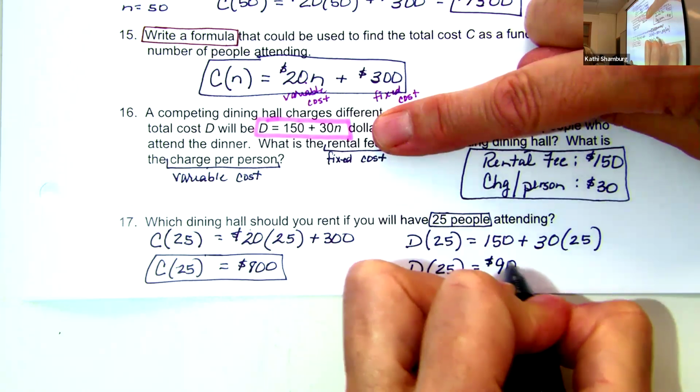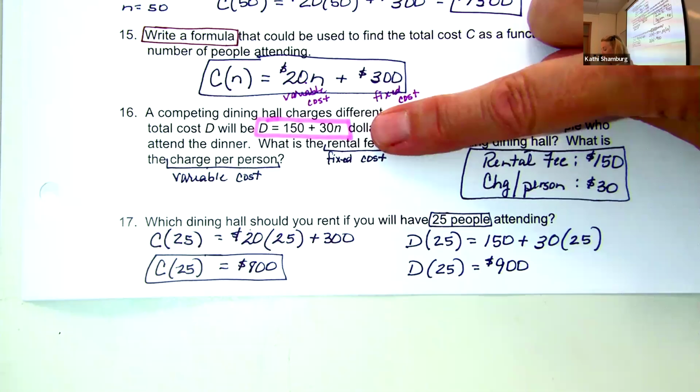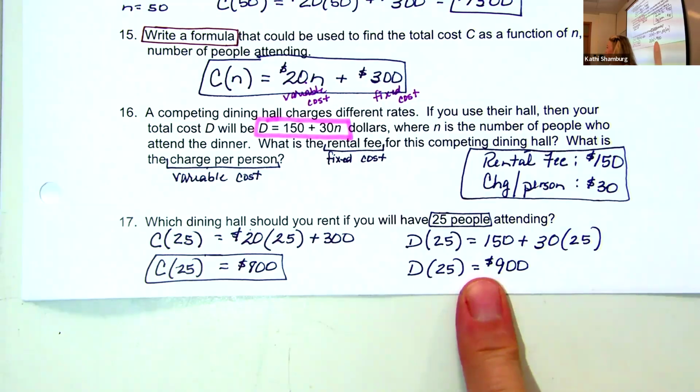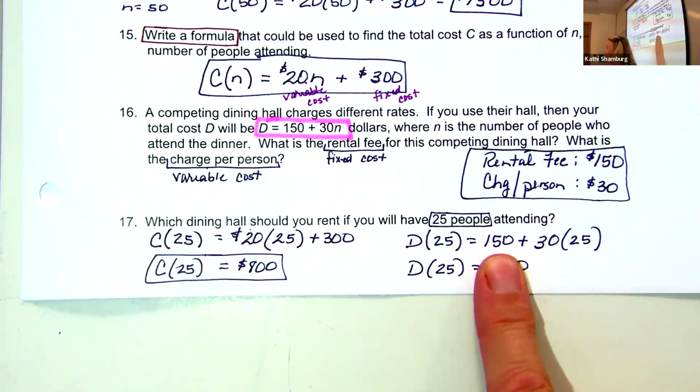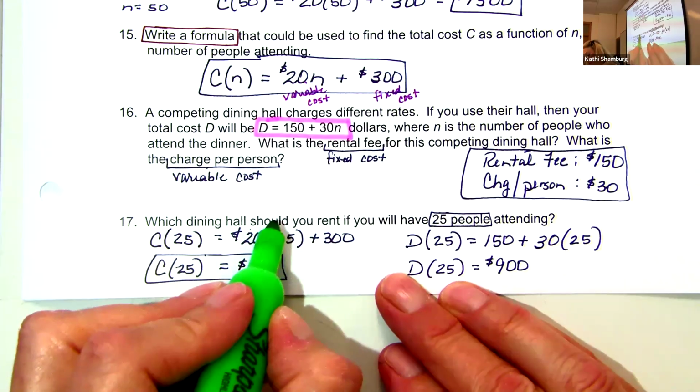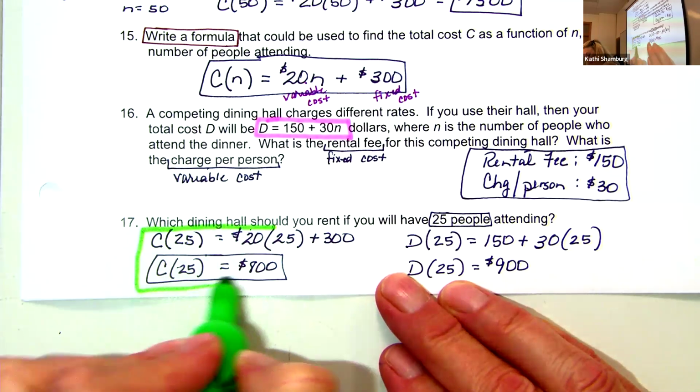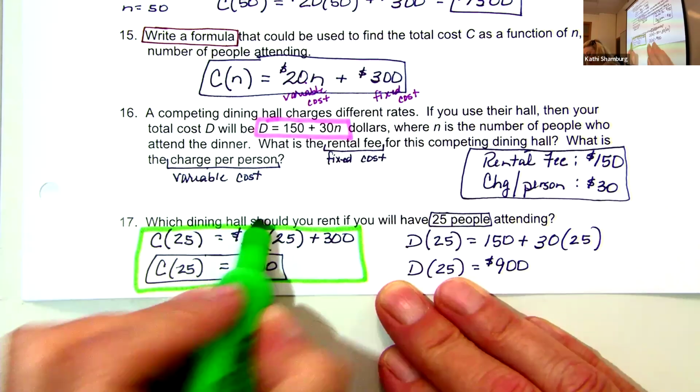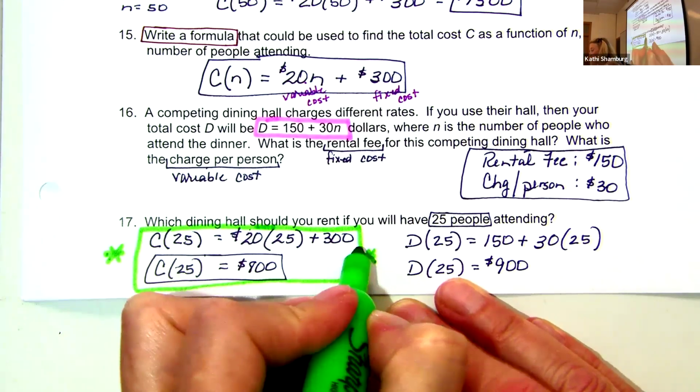So if you only paid attention to the fixed cost, you would have chosen this dining hall because it has a cheaper fixed cost. But when you look at per plate, this is the better dining hall to use. We're going to save $100.